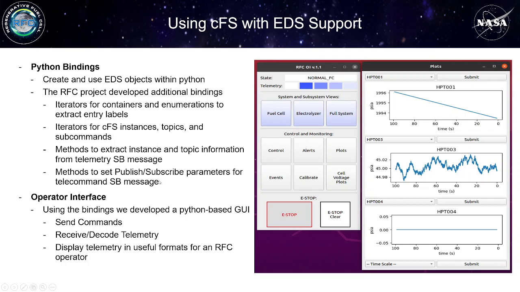And then also the biggest thing was we have methods used to extract and set information on software bus messages. That was key to allow our operator interface to be able to handle telemetry and telecommand. So we used all of these Python bindings in our operator interface so that we can send commands, receive and decode telemetry automatically, and then take that information and display it in useful formats. Right now I'm showing a couple of graphs that we have. These are some pressure transducer values for hydrogen, and as new telemetry comes in, it gets added to the little ticker tape for this plot.